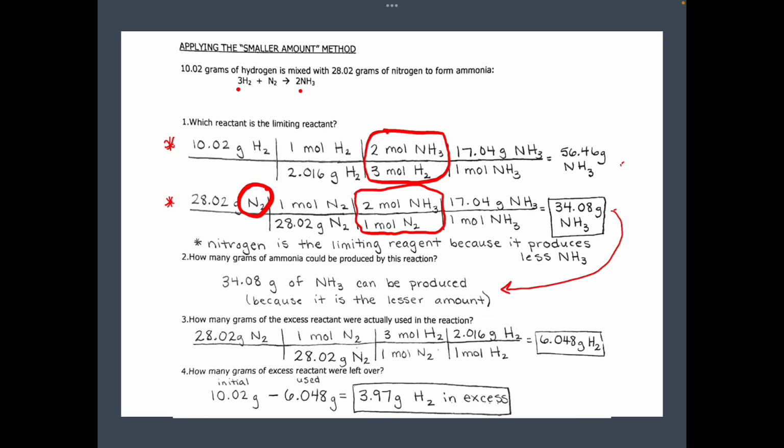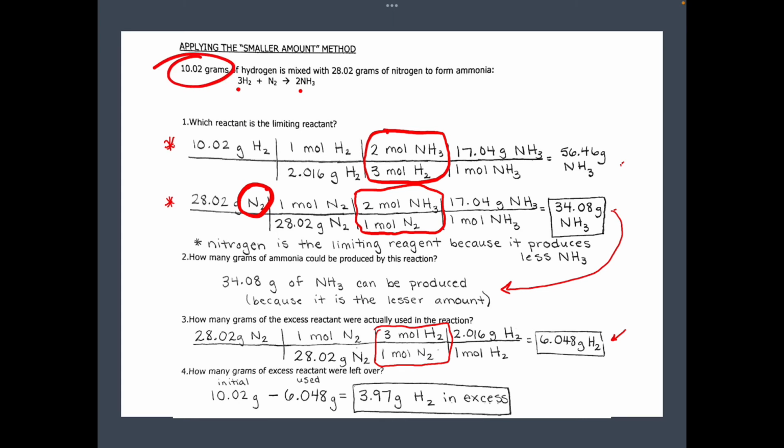Number 3 says, okay, how many grams of the excess reactant were actually used in the reaction? So we're going to take our limiting reagent and we're going to put that here. So we're going to take our 28.02 grams, that's our amount of nitrogen. We're going to start with that and we're going to figure out how many grams of hydrogen actually react. So again, we'll use our molar mass to turn grams into moles. And then we'll use our mole ratio again here to turn moles of nitrogen into moles of hydrogen. Then we can use the molar mass of hydrogen to turn moles into grams. So this is the amount that actually reacted.